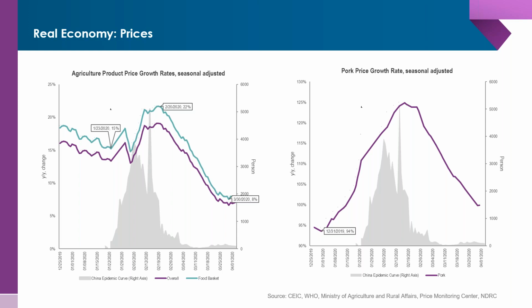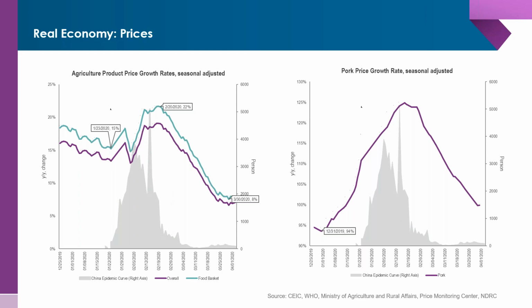This is because of the large-scale transportation disruptions due to the strict measures to slow down the spread of the virus. With the decrease of newly increased confirmed cases, we can see that the growth rates decelerated to 7% at the end of March from the peak of 22%. And the right graph shows the growth rate of pork price.